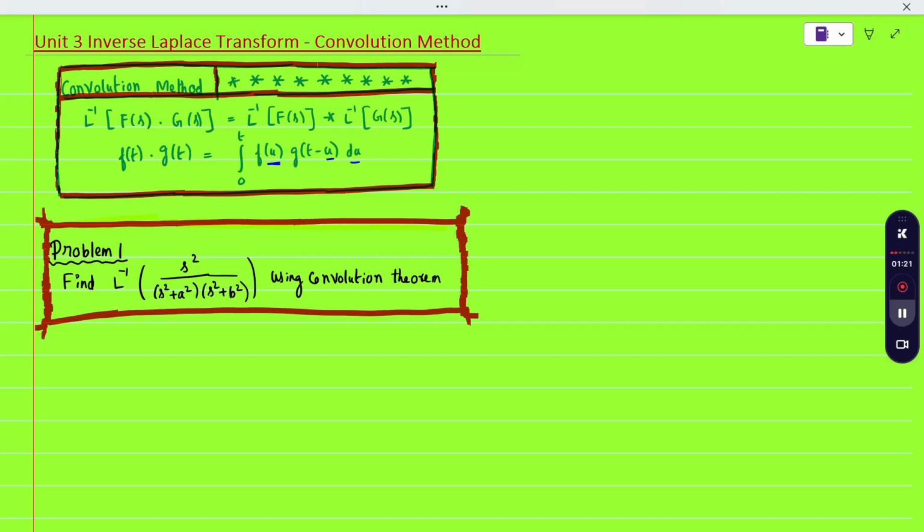First problem: find the L inverse of s square divided by s squared plus a squared into s squared plus b squared by using convolution. The same can be done using partial fraction also. I'm not saying only by partial fraction or convolution or differential equation. Differential equation is a different type. That will be the last video. So it can be done using derivative or integral. Problem wise it will be changing.